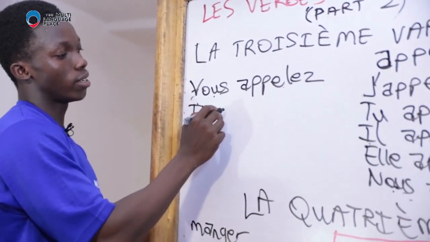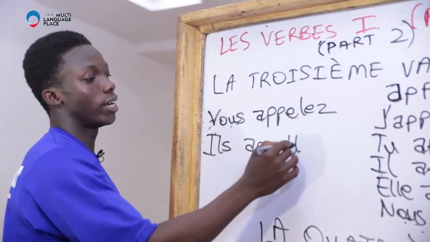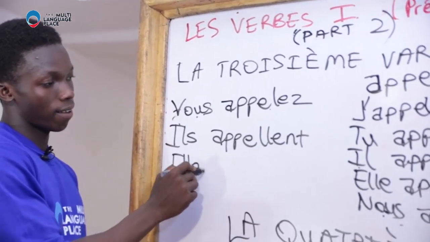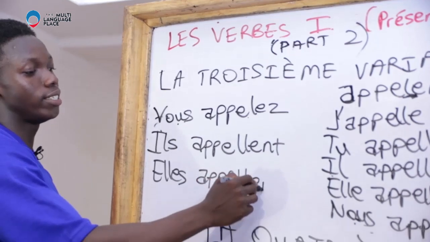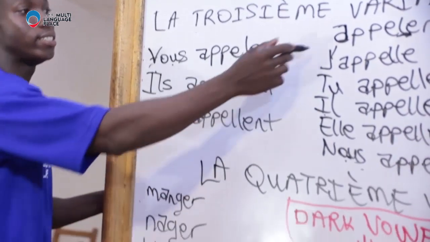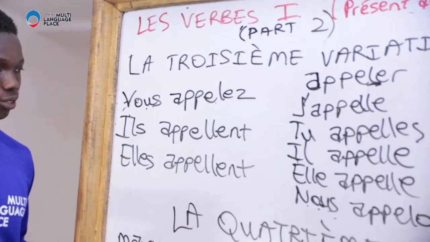For ils, you double it again, and then you add ENT. For elles, you double it, and then you add ENT. By now, you should be conversant with the different endings for the different persons in conjugation.